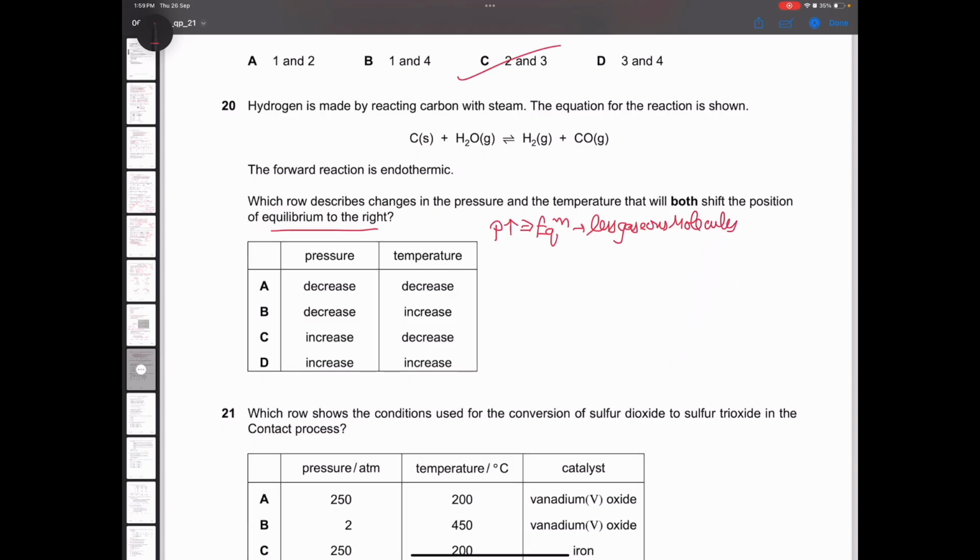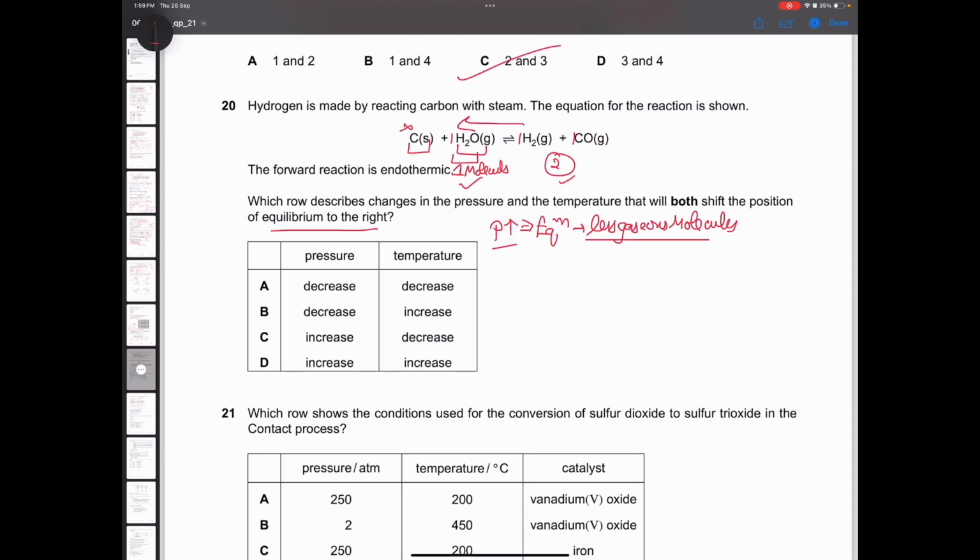Now let me count the number of gaseous molecules here. Is this a gas? No. Is this a gas? Yes. One molecule of gas here. And on the product side, there is one, two. So on the reactant side, we have one molecule of gas. On the product side, we have two molecules of gas. So if you increase the pressure, it will shift to the side with less gaseous molecules. Means it will shift backward.